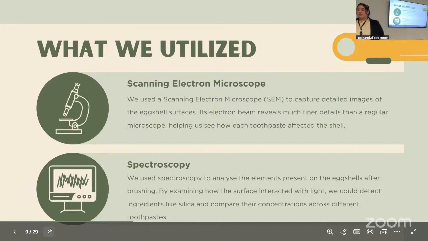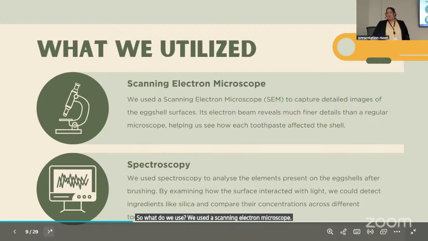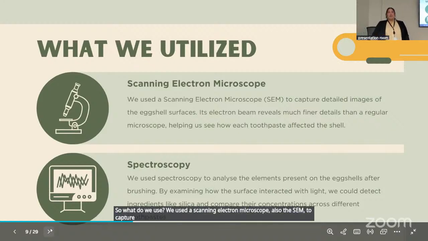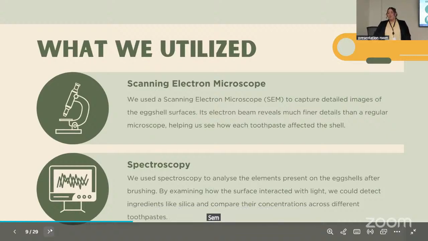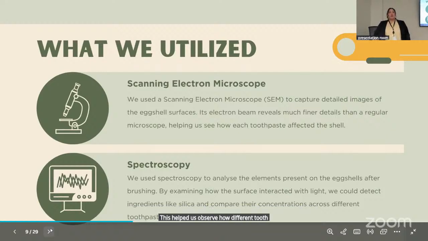So what did we use? We used a scanning electron microscope, also the SEM, to capture high-resolution images of the eggshells after brushing. SEM works by directing a focused beam of electrons onto the surface of a sample. Because electrons have much shorter wavelengths than light, this technique allows us to see microscopic details, far beyond what a regular light microscope can show. This helped us observe how different toothpaste formulas affect the shell's surface.